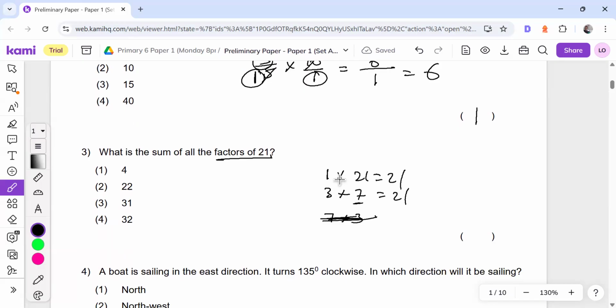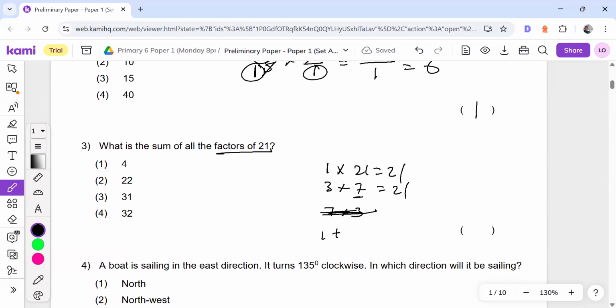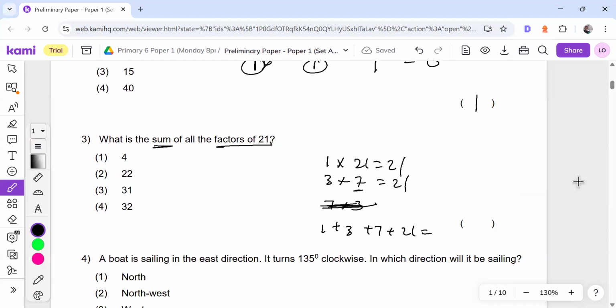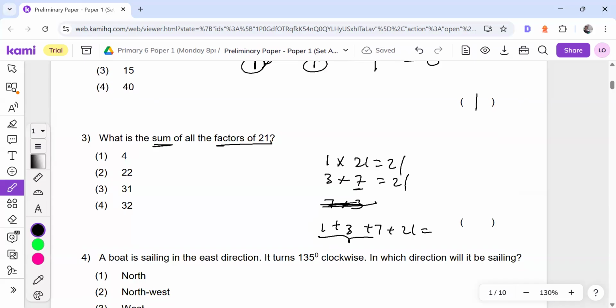So how do you add the factors? You take 1 plus 3 plus 7 plus 21 because you want to find the sum of all the factors. There's a quick way to add them together. You can just add a few numbers at a time. So 1 plus 3 is 4, 4 plus 7 is 11, then 11 plus 21, you will do your working, you will get 32. So the sum is 32. Correct? Okay, let's go to the next one.